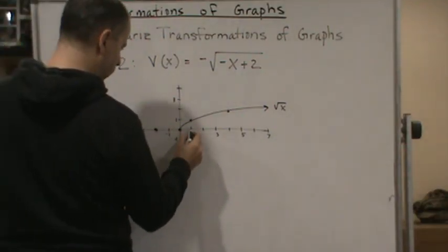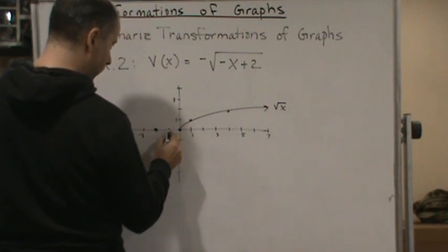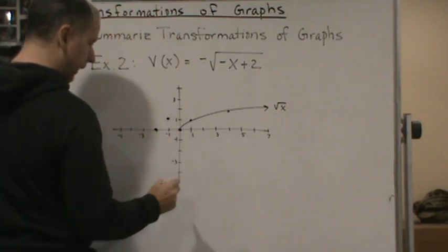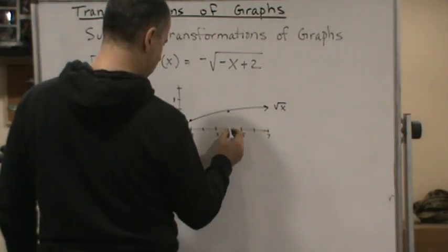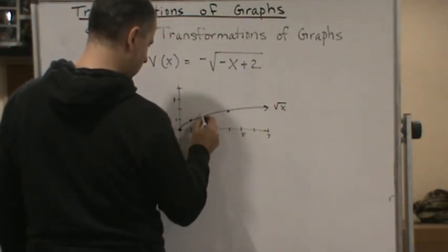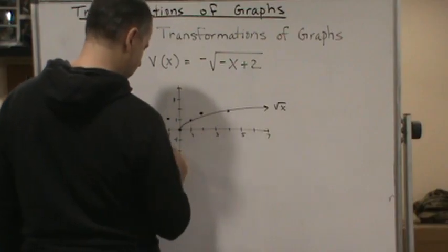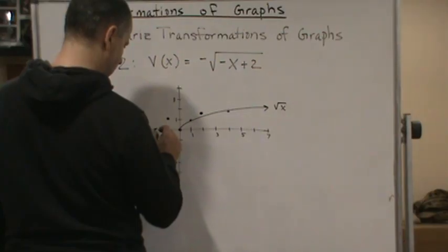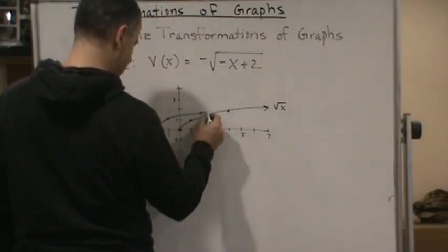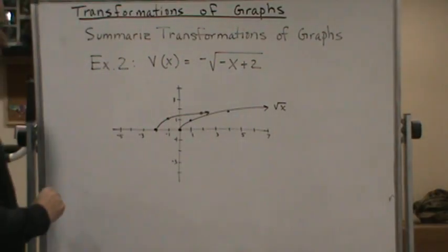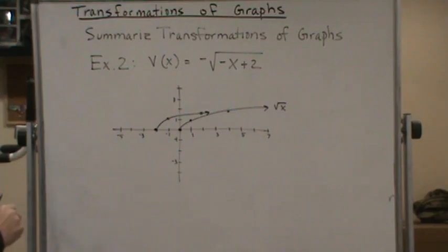The 1, 1 will go to -1, 1. And the 4, 2 will go to 2, 2. And so now our resulting graph looks something like that. Okay? Now, the next thing it wants us to do is the horizontal and vertical stretching and shifting.